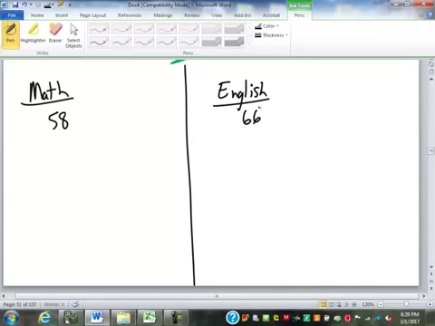Now, if two people took that test, let's say two people took the math test and one scored a 58 and the other scored a 66. Yes, the person with the 66 did better on that math test because it was the same test. But these are two different tests. So to compare how you did on each of those tests, we need some more information. Let's say that the mean for the math test is a score of 50.